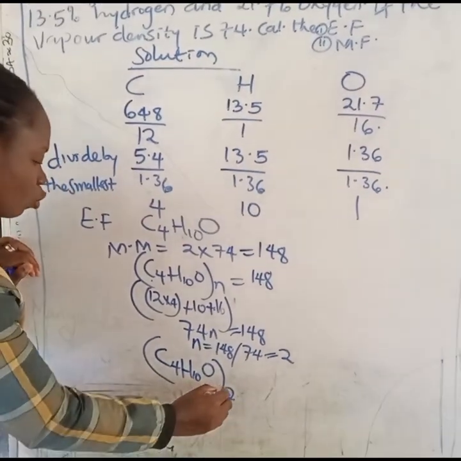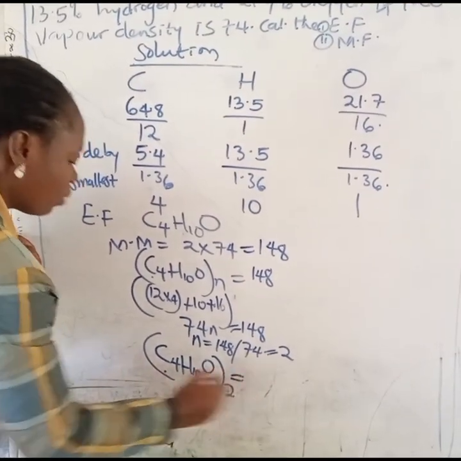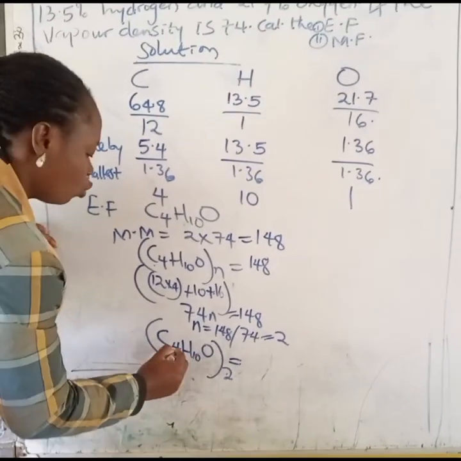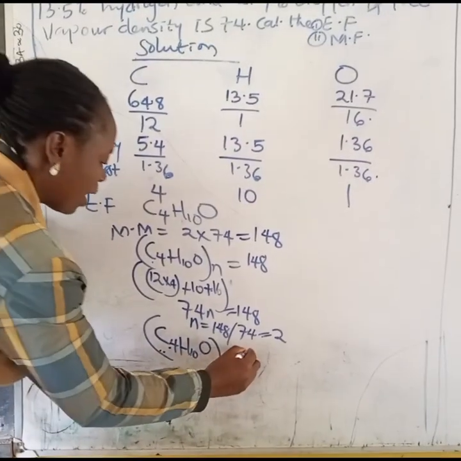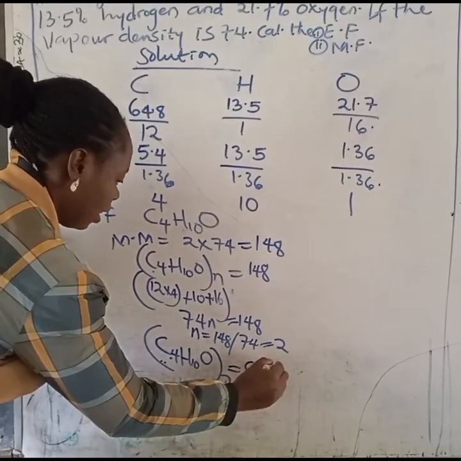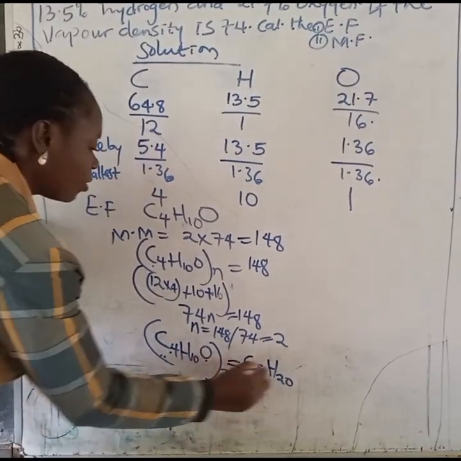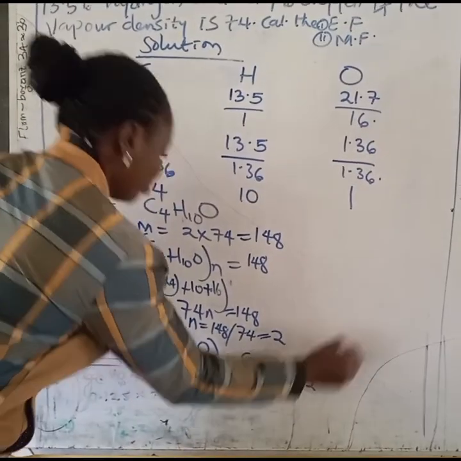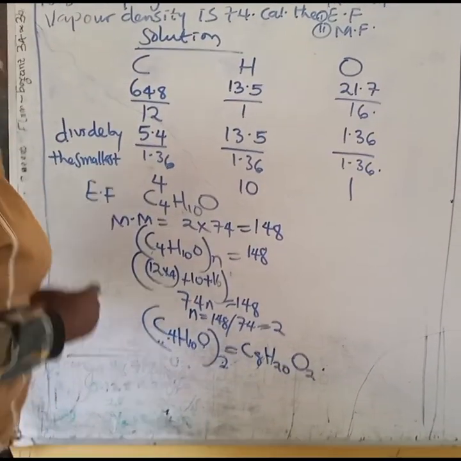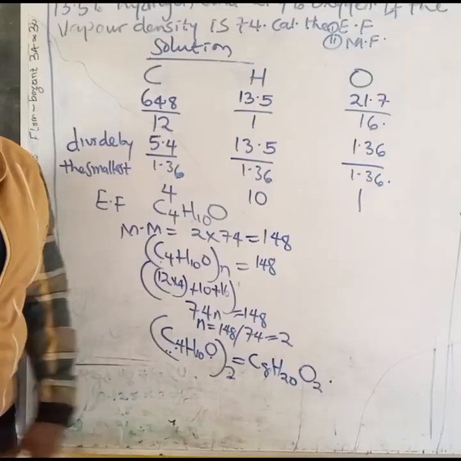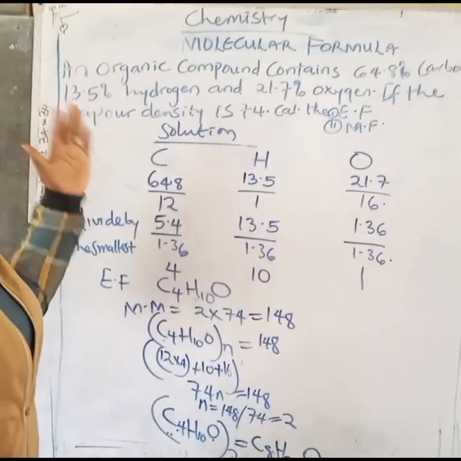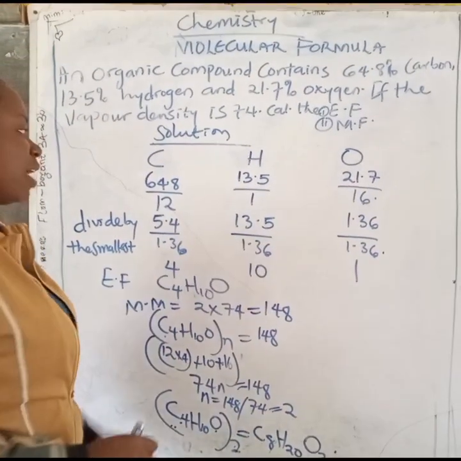So I'm going to use the 2 to multiply. So my molecular formula will now be what? 2 times 4, that is here, we have C8. H, 10 times 2 will give me what? 20. Then my oxygen, O2. So we are done with our solution of the problem in respect of our empirical formula and molecular formula.